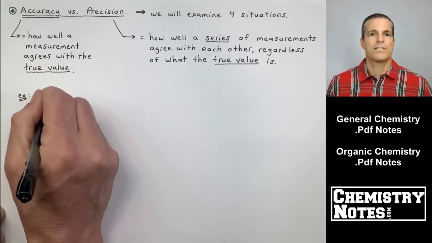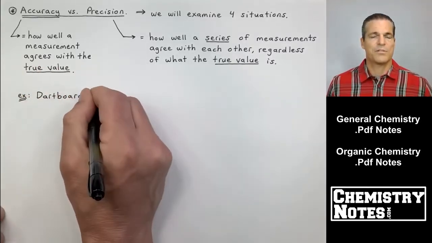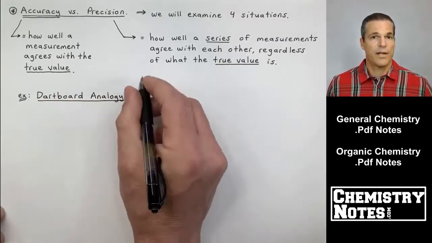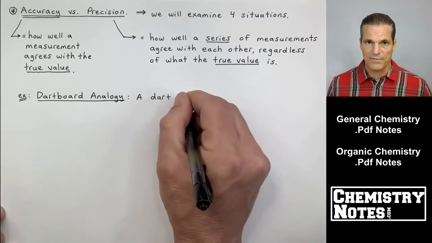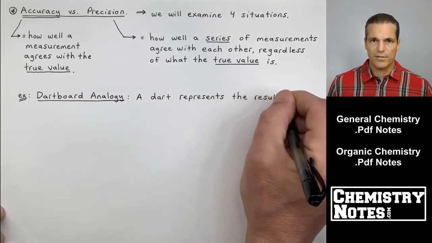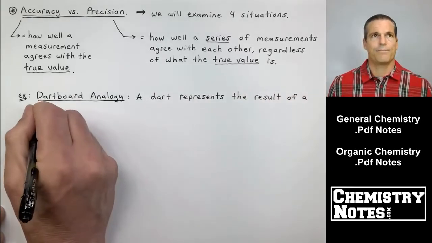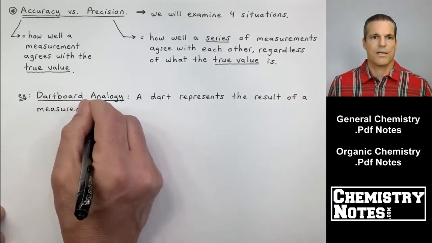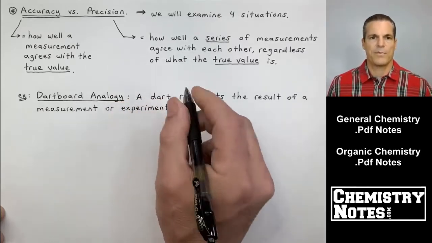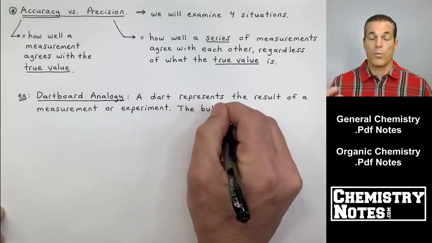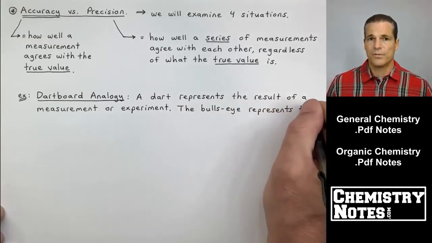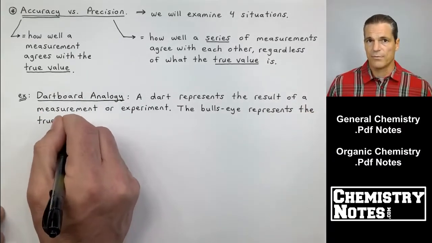All right, we're going to examine 4 situations. I'm going to use a dartboard analogy, and because we have 4 situations, I'm going to have to draw 4 dartboards. The dart is going to represent the result of a measurement, or the result of an experiment. I will show darts by drawing a little X. Now, the bullseye represents the true value.